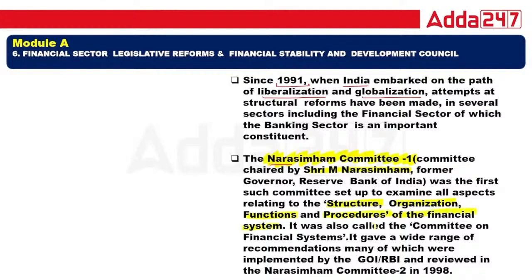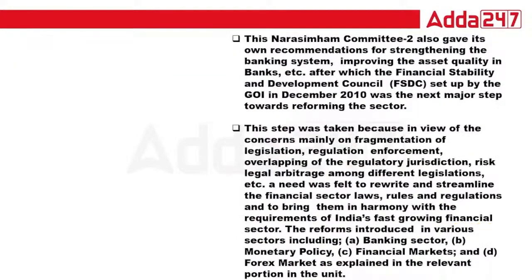Is that okay? It was also called the Committee on the Financial System. It gave a wide range of recommendations, many of which were implemented by the Government of India and Reserve Bank of India, and reviewed in Narsimham Committee II. So this committee is basically made to make any law. Narsimham Committee 1 and Narsimham Committee 2 were made basically to reform the financial structure. That is important. Okay, next.